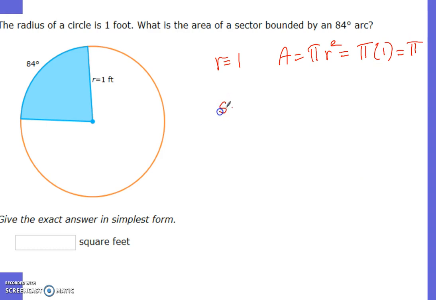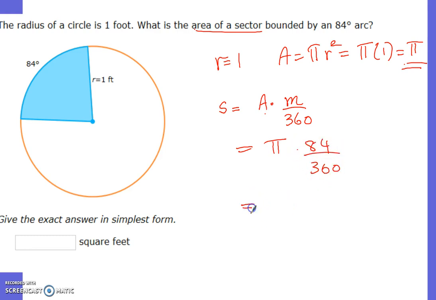So let's write the formula of the sector. You have to find the area of a sector. So S is capital A times M over 360. Instead of capital A, we found the area of the circle to be just pi because the radius is 1. M is 84 divided by 360. So when you put this in the calculator, you're going to get a decimal. When you do this fraction, you're going to get 0.233 repeating decimal. Now here in the instructions, they say give the exact answer in the simplest form.